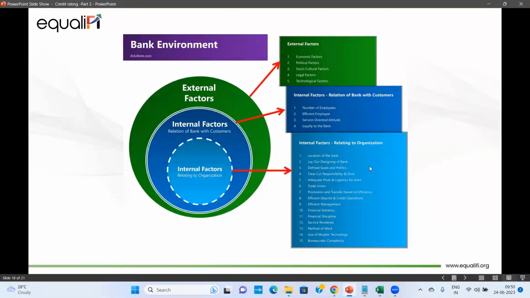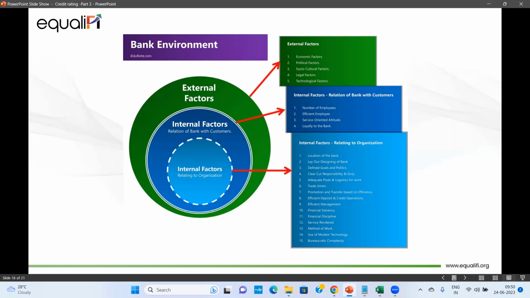Certain internal and external factors are there. When we talk about the internal factors, these are for a bank, not the insurance company. The internal factors are location of the bank, layout or designing, defined goals and politics, clear-cut responsibility and duty, trade unions. There are still trade unions in PSU banks. How efficient is the management of the bank, financial solvency, financial discipline, service rendered, method of work, use of modern technology now, whether they are using AI, ML and all, and the bureaucratic competency.